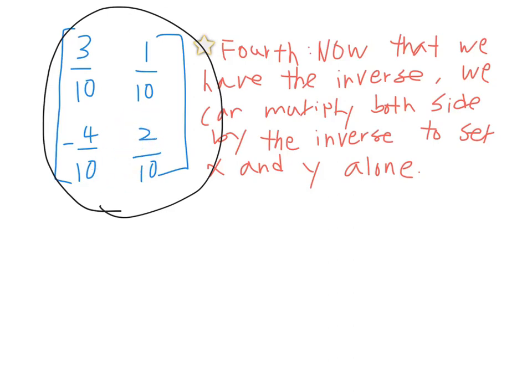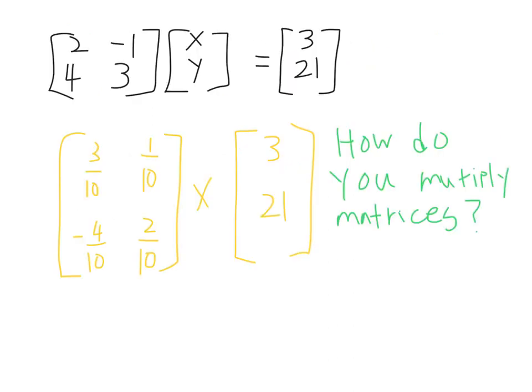And then now the fourth step. Now that we have the inverse, we can multiply both sides by the inverse to set x and y alone. Okay, so the original matrix multiplied by the inverse will cancel out, therefore leaving x and y alone. But we still have to multiply this matrix on the right side, which we have down here. So this matrix times the inverse. But now, how do you multiply matrices?